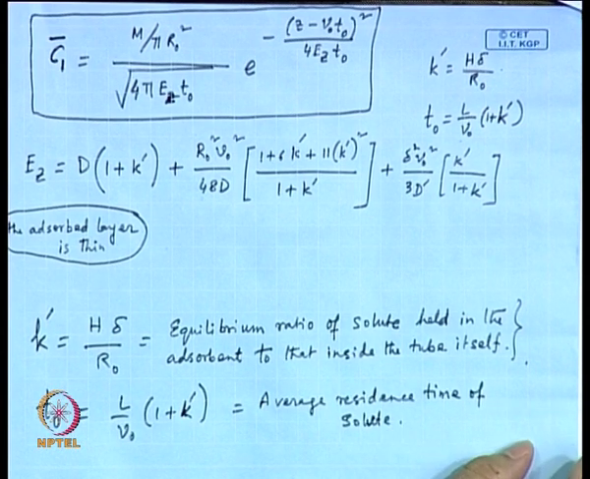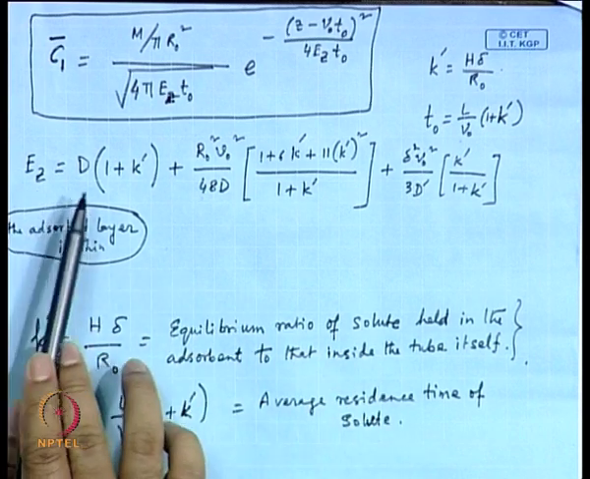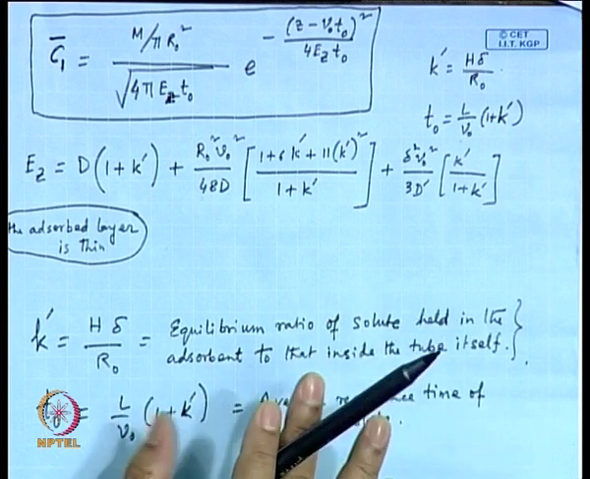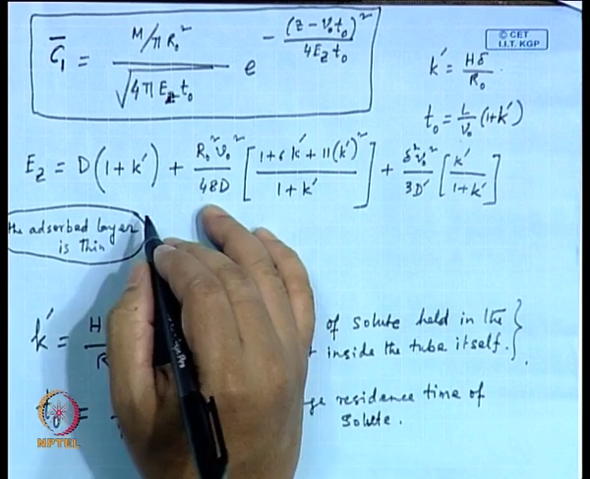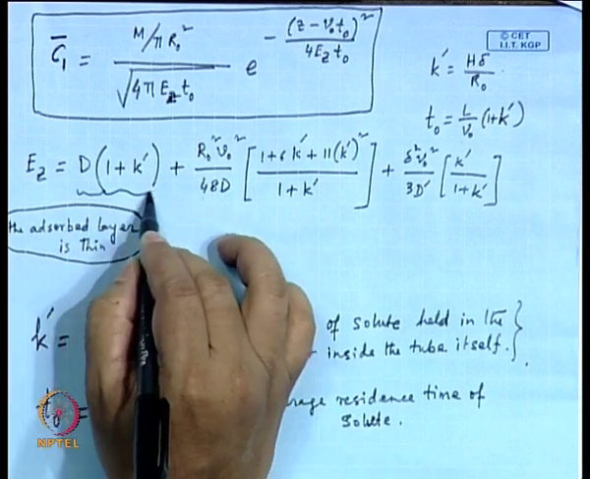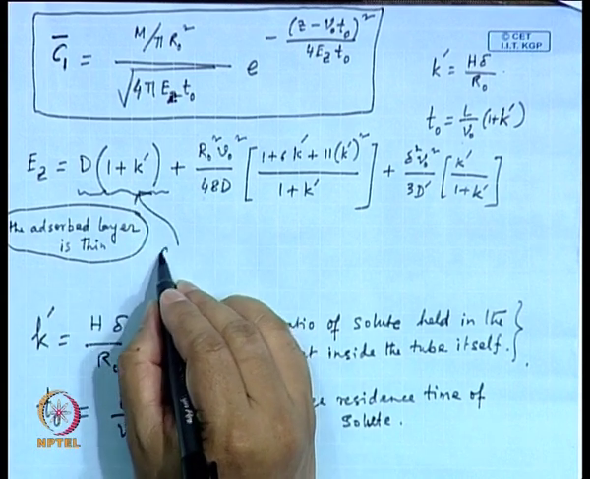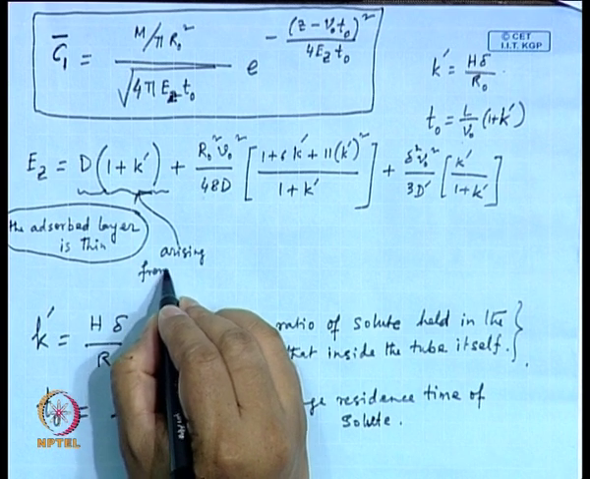Okay. Now, with this understanding, if I try to identify what these various terms in Ez are, I said that there are 3 terms, that is, Ez has been clubbed into 3 components. So where are they arising from? This first component, D into (1 plus k prime), is arising from axial diffusion.